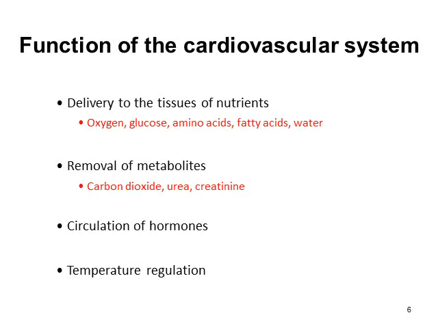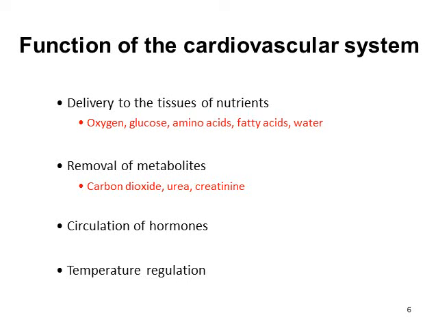We've mentioned the cardiovascular system briefly. The cardiovascular system in total has all the blood circulation in your body, your heart and your lungs. It's essential for the delivery of nutrients to the tissues, such as oxygen, glucose, amino acids, fatty acids and water, and for the removal of toxic metabolites such as carbon dioxide, urea and creatinine. It's also essential for circulation of hormones to allow our endocrine functions and for temperature regulation.